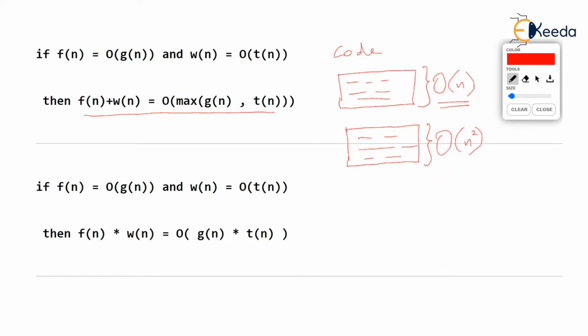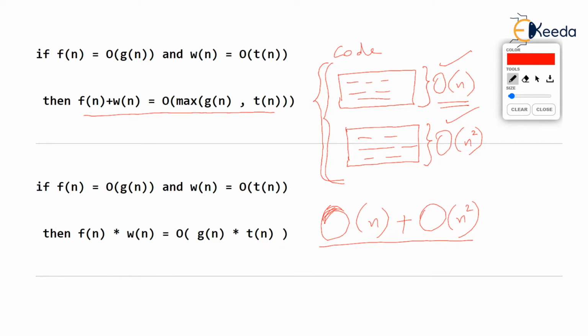Then we are asked what is the O notation, what will be the time complexity for the entire code? So obviously we will say that the entire code works in O of n plus O of n square. Definitely we will say this, isn't it? Because they are back to back, O of n and O of n square. So total time is O of n plus O of n square, isn't it?